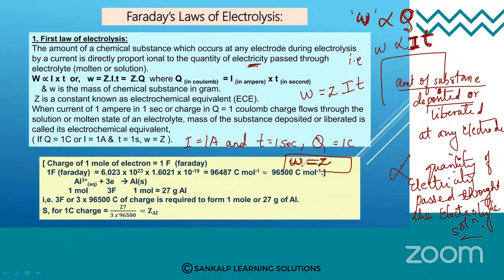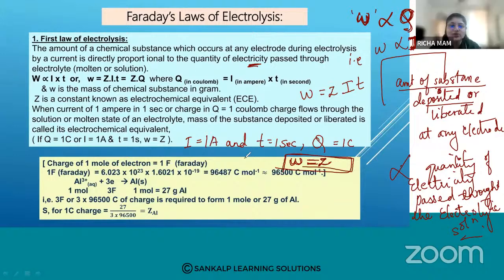What is the definition of electrochemical equivalent? The mass of the substance W deposited when a current of 1 ampere is passed for 1 second. That is Z. Is it clear?